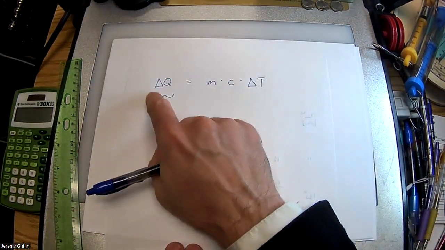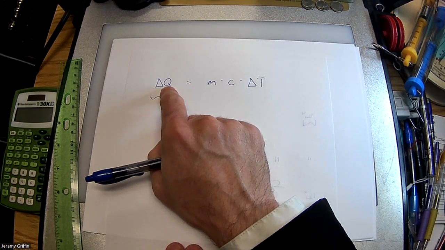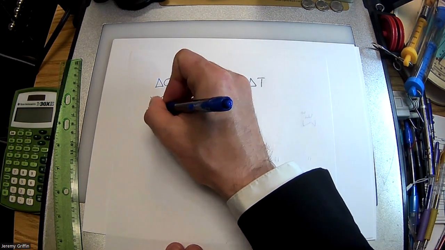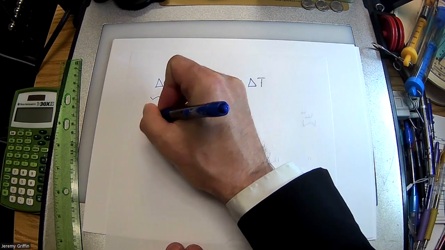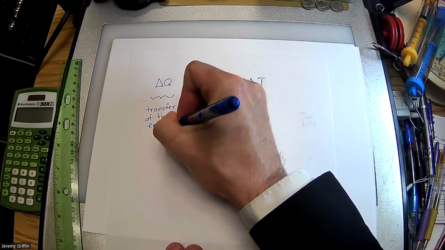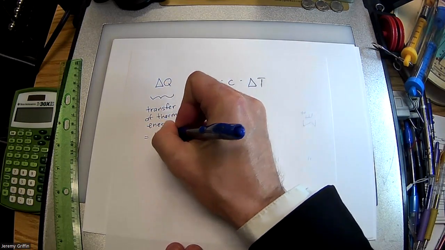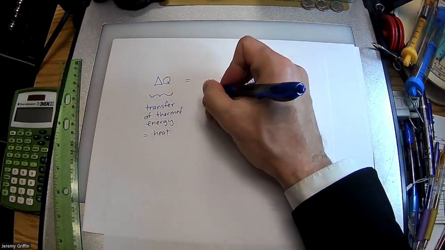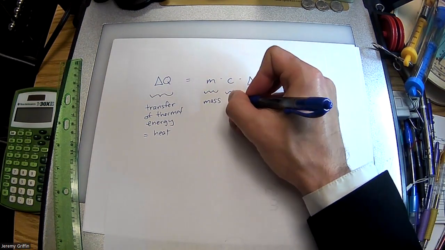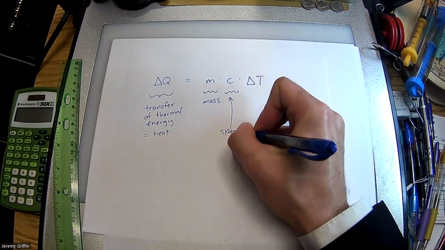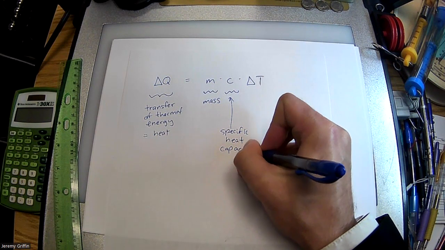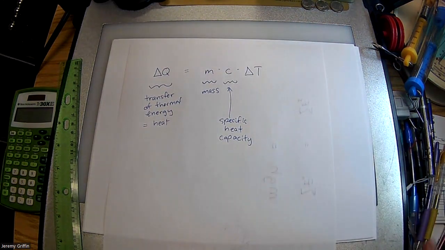Delta Q, that's a change in something, and Q is, in this case, thermal energy. So this is a transfer of thermal energy, which goes by another name, called heat. So whenever I say heat, I'm talking about transfer of thermal energy. M is the mass of the water in question. C is called specific heat capacity.